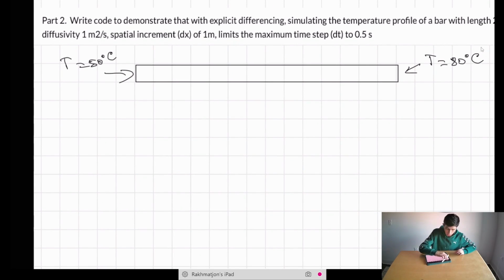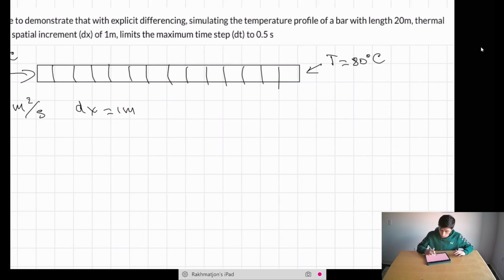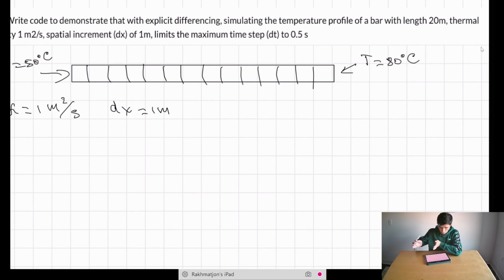So we're given a thermal diffusivity, which is alpha, right? Of 1 meter squared per second. We're given dx is 1 meter. So dx is the length of the small steps of the bar, so if we divide the bar into 20 parts, the dx is going to be 1 meter, so that's dx. And the total length of the bar is 20 meters.